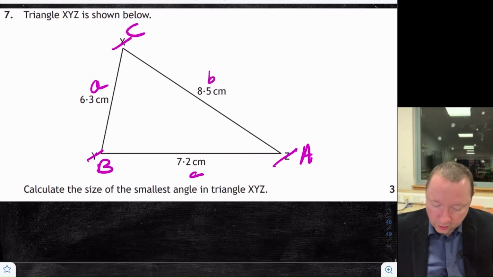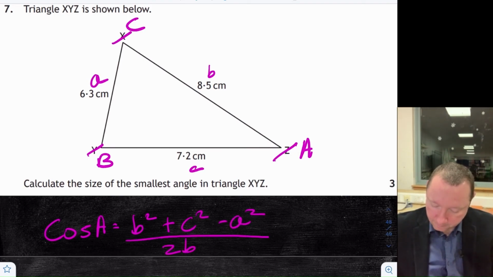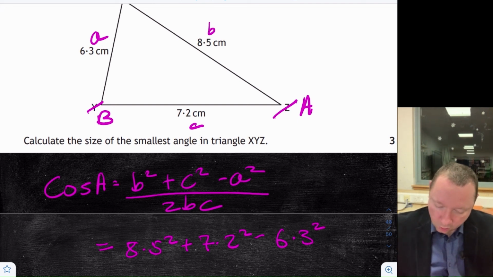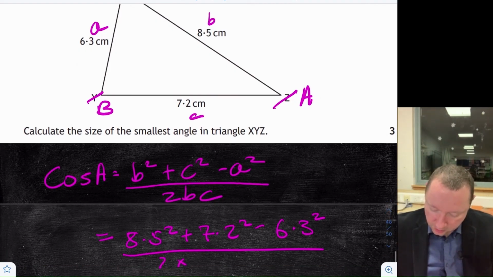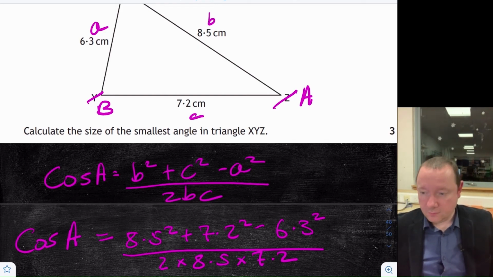Now, calculating the angle, I know to use the cosine rule because I'm given all 3 sides. From the start of the exam paper, cos A equals B squared plus C squared minus A squared all over 2BC. You don't need to remember that, you just need to be able to use it. So we'll substitute all our numbers in, being very careful. So it's 8.5 squared plus 7.2 squared minus 6.3 squared, you're always taking away the one which is opposite the angle, all over 2 times 8.5 times 7.2. That's cos A. If you can get that far, that's a mark.